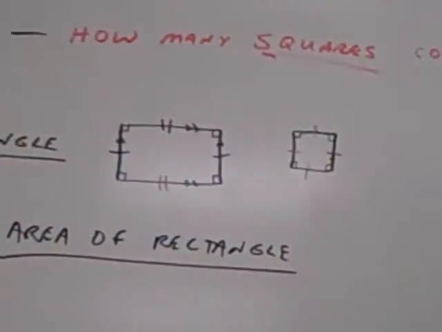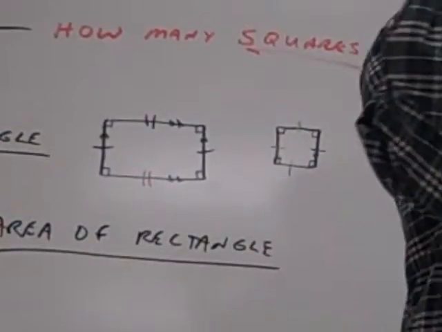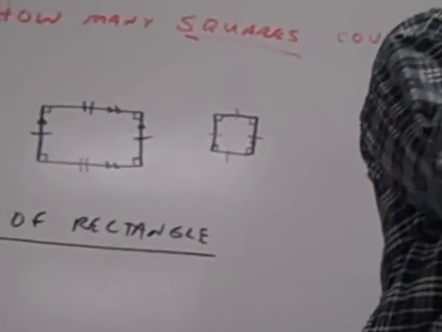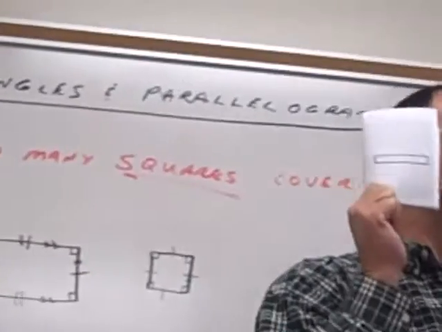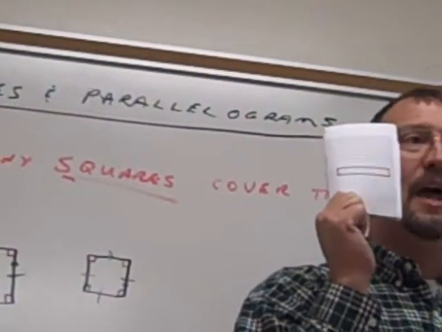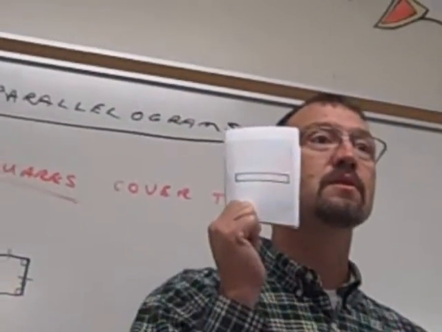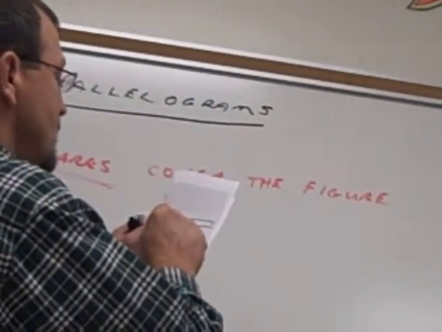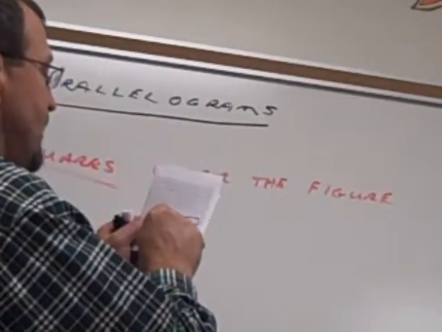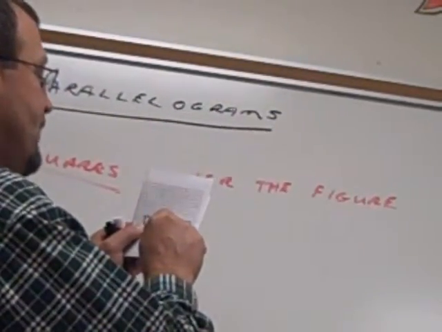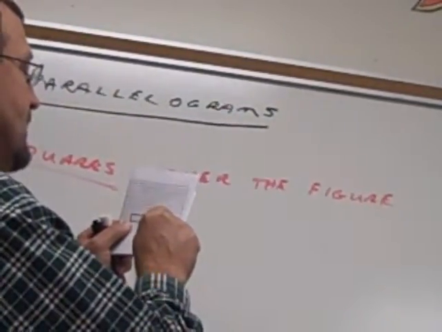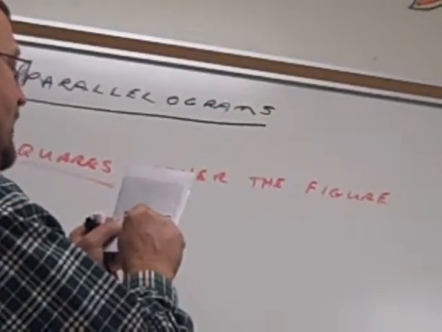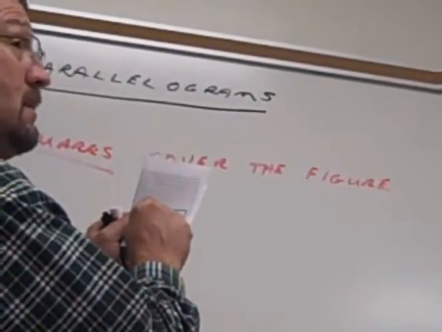Alright. Now, we are going to cover a rectangle with squares. So if I want to know the area of this rectangle right here, all I got to do is count the squares. 1, 2, 3, 4, 5, 6, 7, 8, 9, 10, 11, 12, 13, 14, 15, 16, 17, 18, 19, 20, 21, 22, 23, 24, 25, 26, 27, 28, 29, 30.